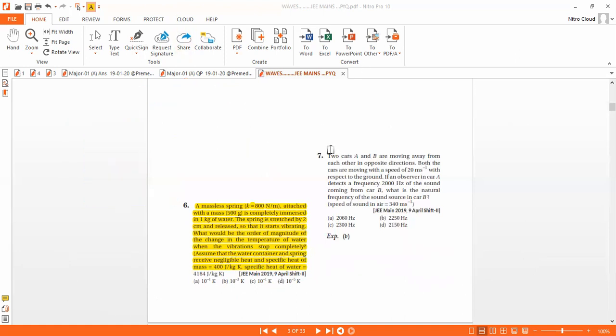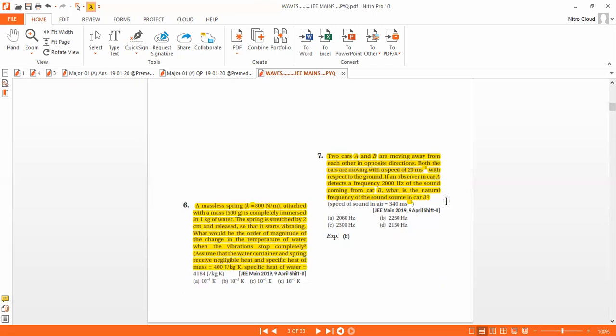Two cars A and B are moving away from each other in opposite directions. Both the cars are moving with a speed of 20 meter per second with respect to the ground. If an observer in car A detects a frequency of 2000 Hz of the sound coming from car B, what is the natural frequency? Now, in these Doppler effect questions, firstly find out which is the source and which is the observer.